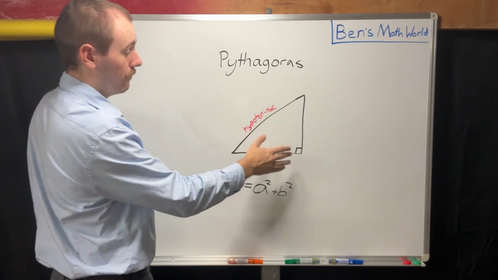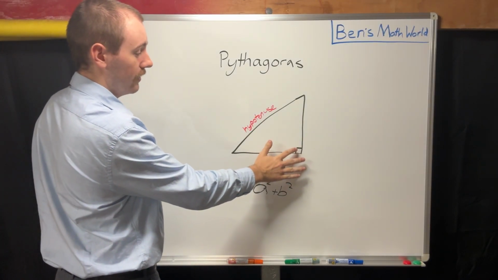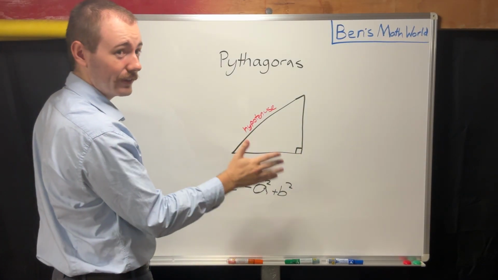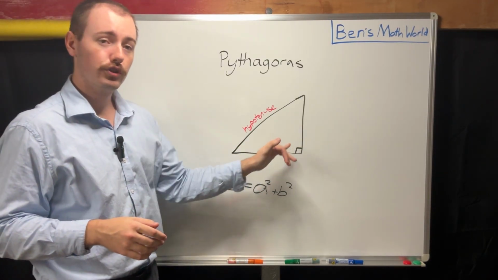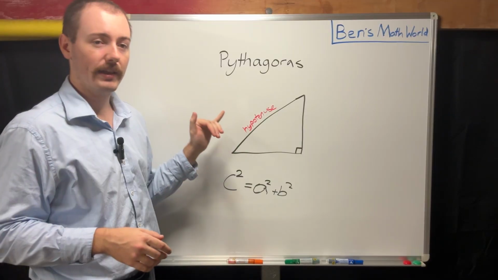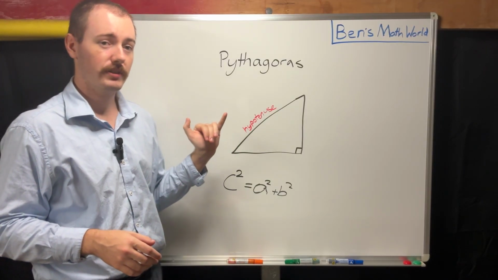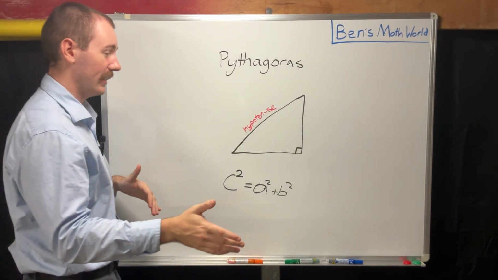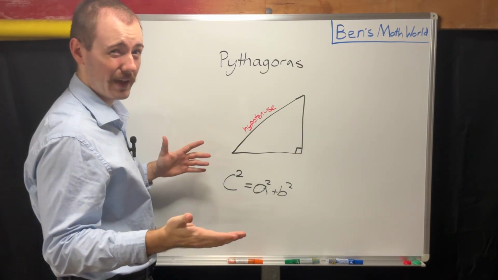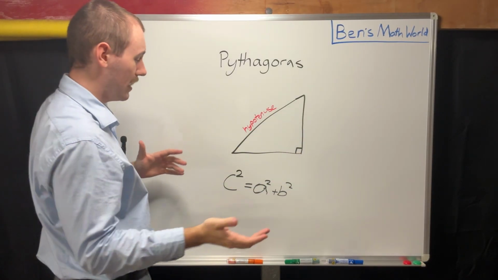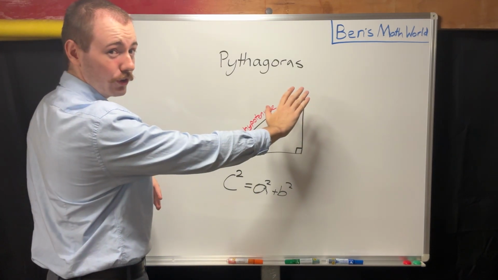Now, Pythagoras theorem only works on right-angled triangles. And this square down here tells us that this is a right-angled triangle. A right-angled triangle has two shorter sides and one longer side, and that longer side is called the hypotenuse. And now the formula we have down here, A and B are these shorter sides. They're interchangeable. It doesn't matter which way around you put them. And C is going to be your longer side.